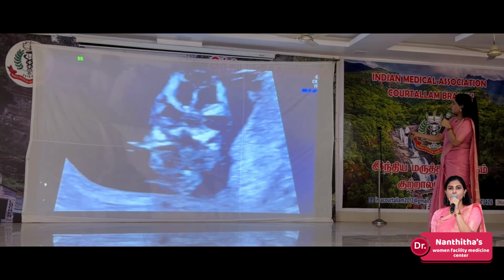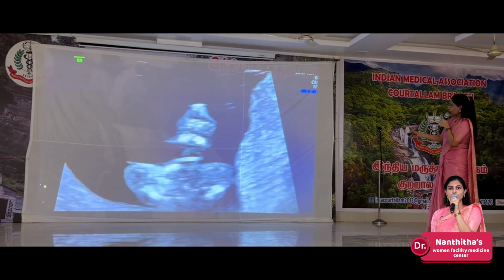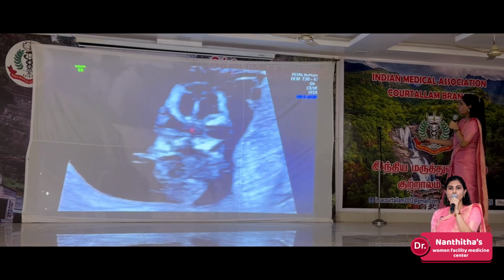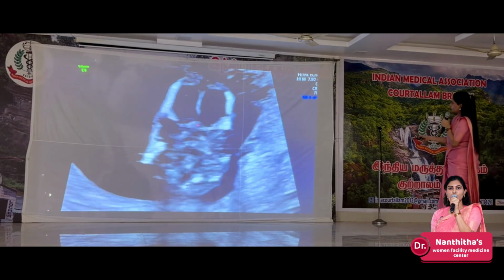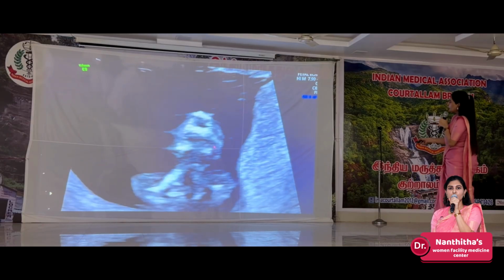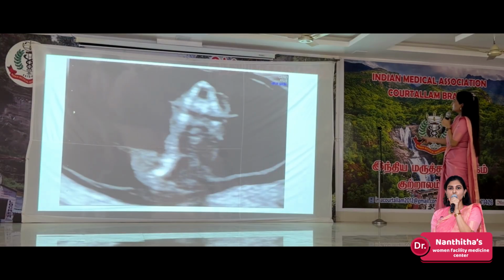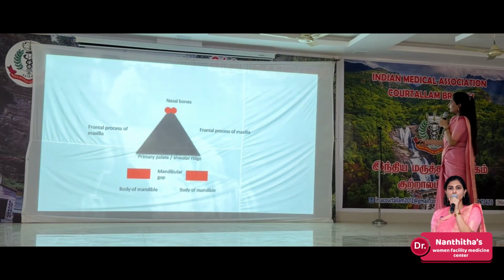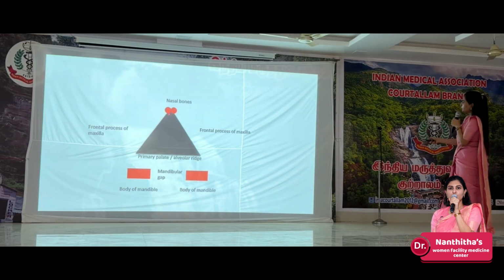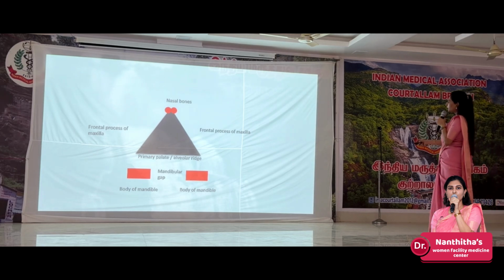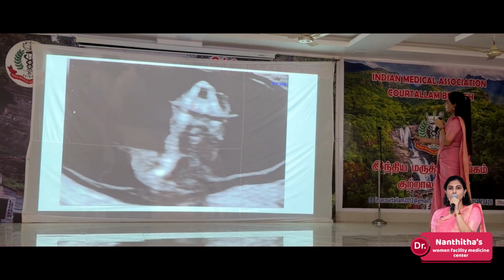So after that, if you just swipe just below it, you will see a triangular structure over here, that is the premaxillary triangle or retronasal triangle, and two echogenic mandibular bones. So I will just explain this triangle. The tip of the triangle is formed by two echogenic nasal bones. The sides are by the frontal process of maxilla, and the base is by the primary palate or the alveolar ridge. These are the mandibles.